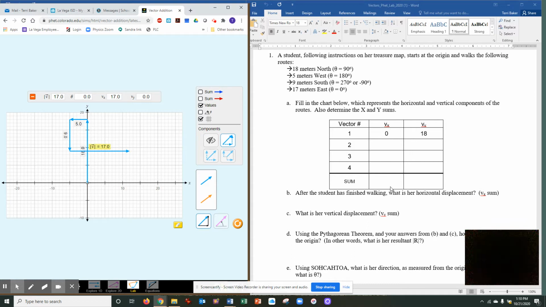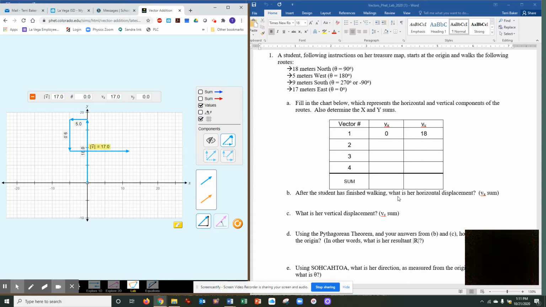Then you add this up. Here you had a -5, a 0, a +17. You do the math, you get +12. Here was 18, 0, -9, and 0. So if you do the math, 18 minus the 9, you should end up with a 9.